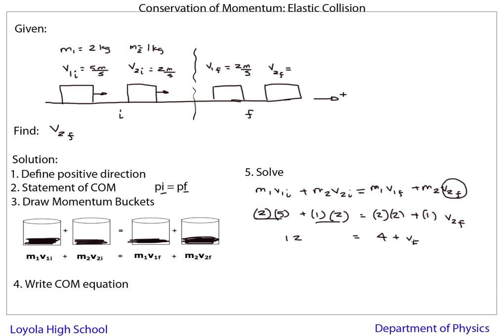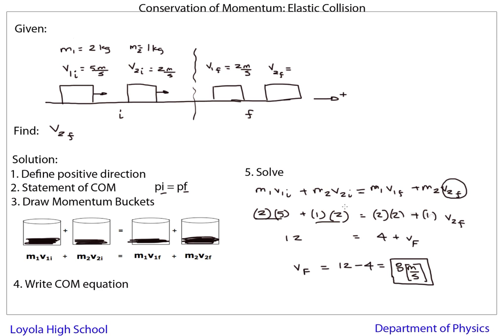And so my final velocity is 12 minus 4, which is 8 meters per second, which seems pretty fast, but recall that the mass of the second car is 1 kilogram only, whereas the first one is 2 kilograms. So the mass during the collision has an effect on it. So we can say that the final velocity is 8 meters per second.